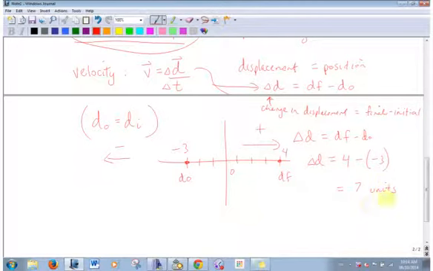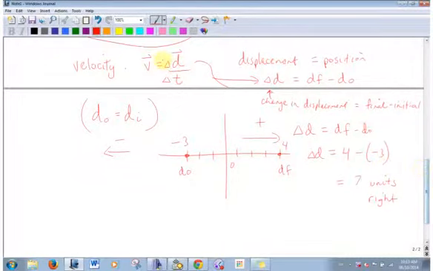Okay, now that's a vector. So I need direction, 7 units right. And right we took as positive, so that's why it's a +7. Okay, so that is displacement. Here it matters what direction I am taking.